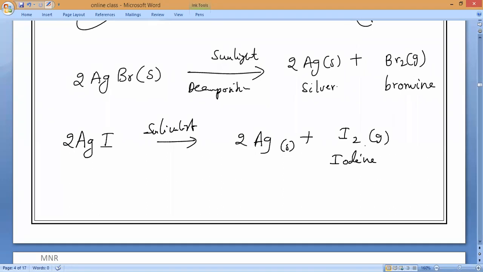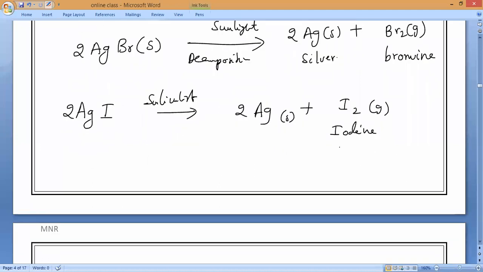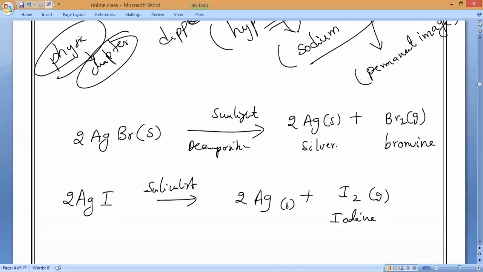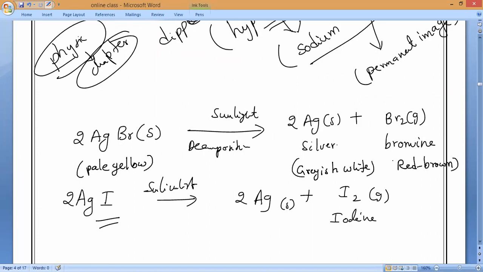So these three are called photolytic reactions. Silver iodide is not as important, but silver bromide is very important. The color of silver bromide is pale yellow. Silver is grayish white, as I already told you. And bromine is red brown. You have to remember that.